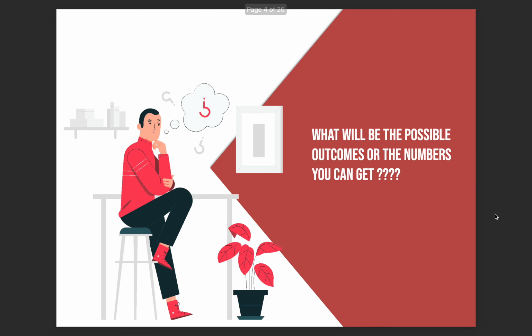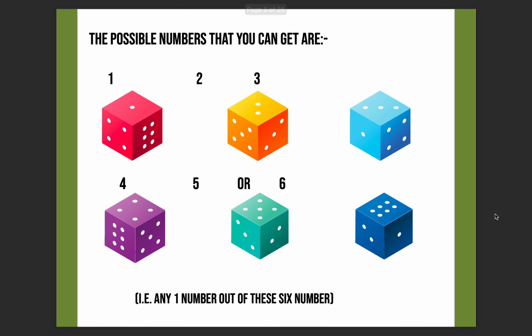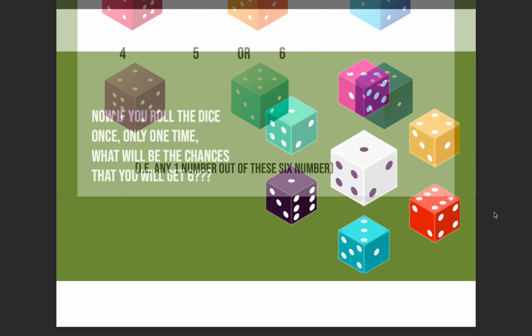Now, you will probably think about what the possible outcomes are for the numbers you can get. The possible numbers that you can get are only 1, 2, 3, 4, 5, or 6, which means you will get a number less than 7. The sure event is that you will get a number between 1 and 6.